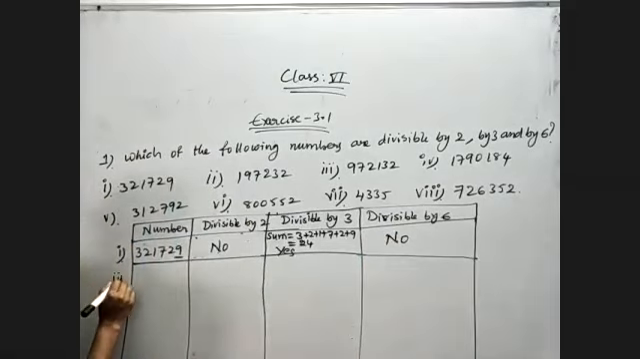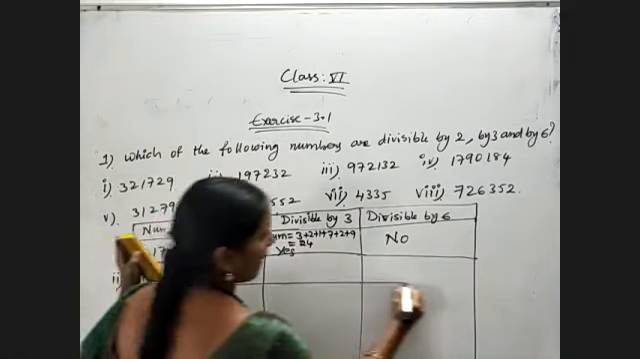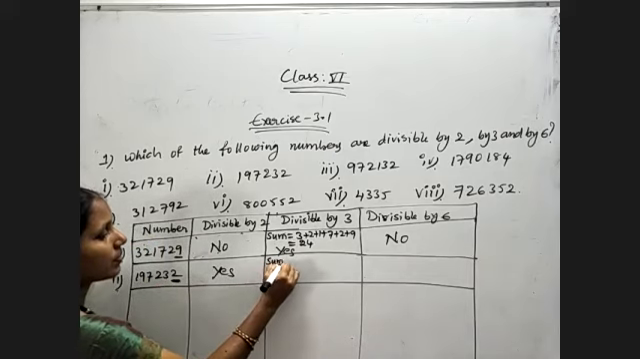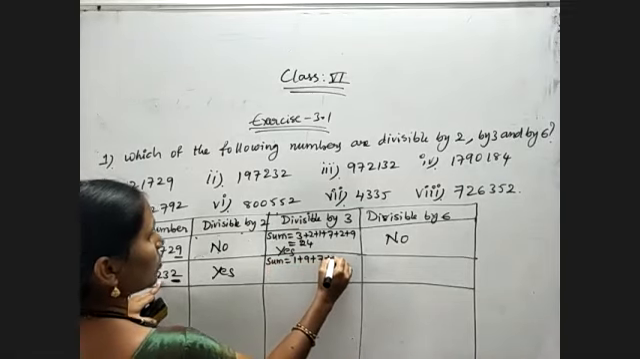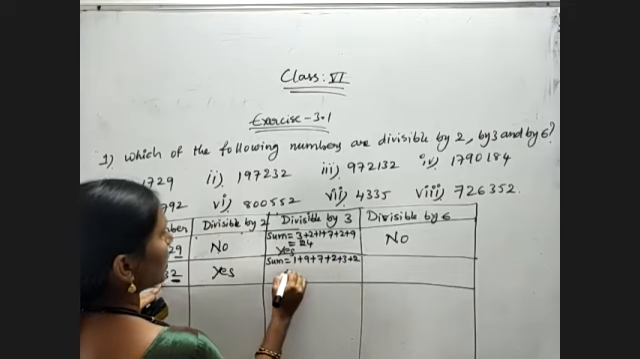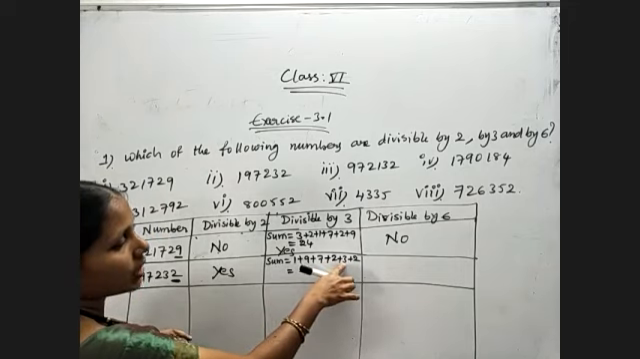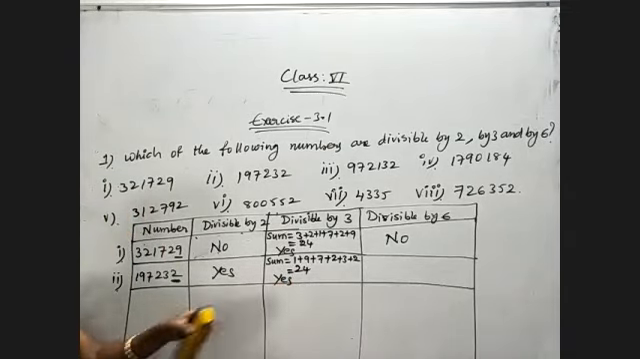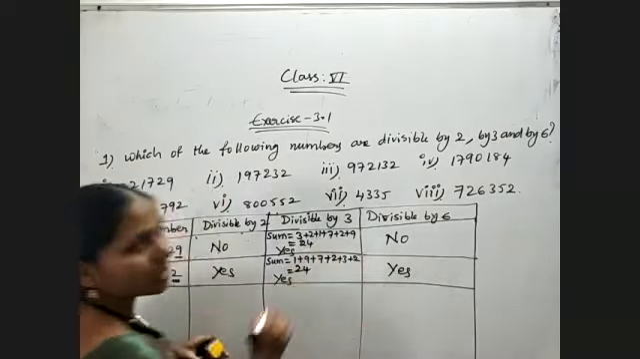Now coming to the second question, 197,232. Because 2 is there, it is divisible by 2. And what is the sum of the digits? Observe, 1 plus 9 plus 7 plus 2 plus 3 plus 2. 10 plus 7 is 17, plus 2 is 19, plus 3 is 22, plus 2 is 24. Yes, because 24 is a multiple of 3, it is divisible by 3. Because it is divisible by 2 and 3, it is divisible by 6 also.